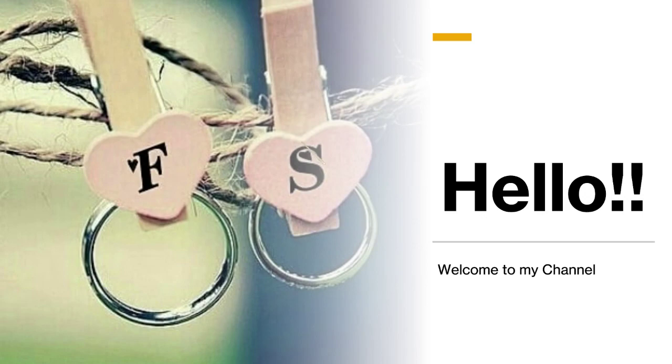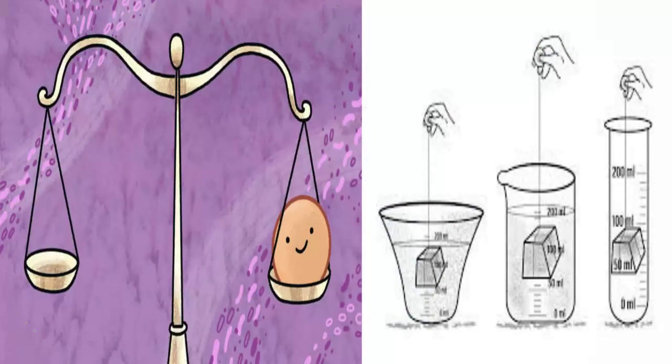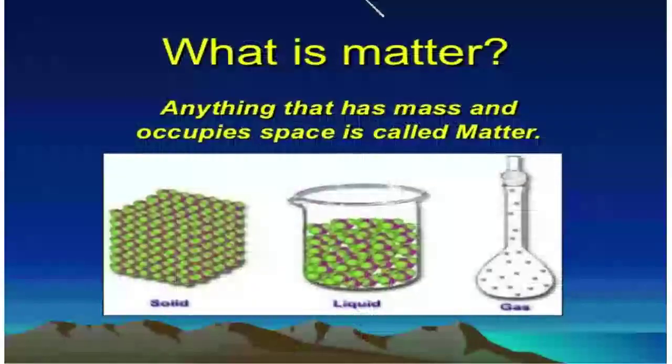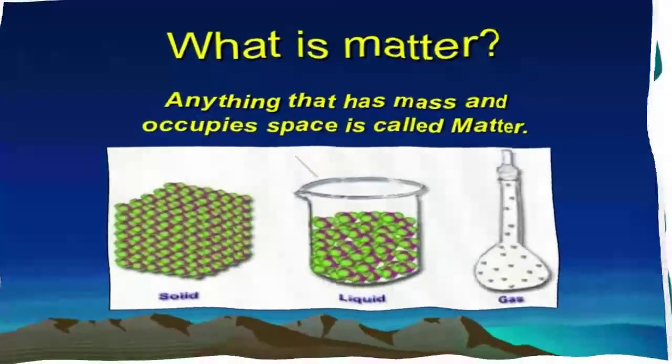By the end of today's video, you'll be familiar with what is matter, what are the different states of matter, and the kinetic theory of matter. You all must be knowing what is mass and what occupying space is. Matter is nothing but anything that has mass and occupies space.